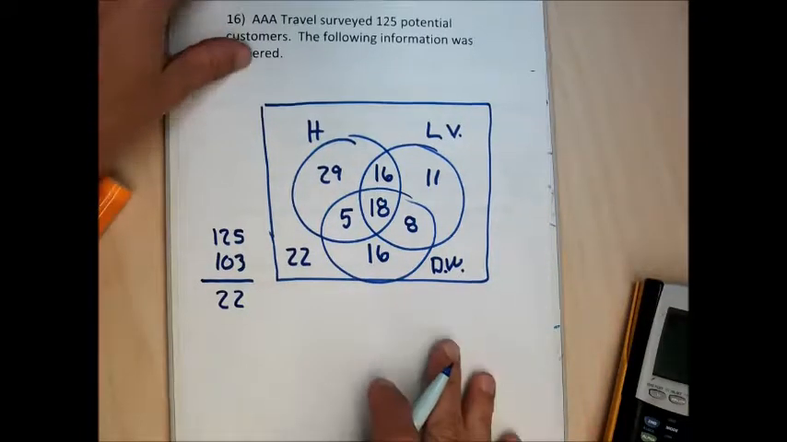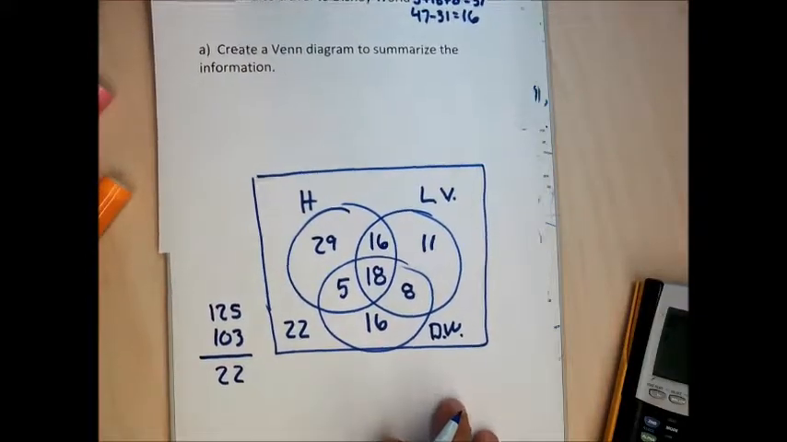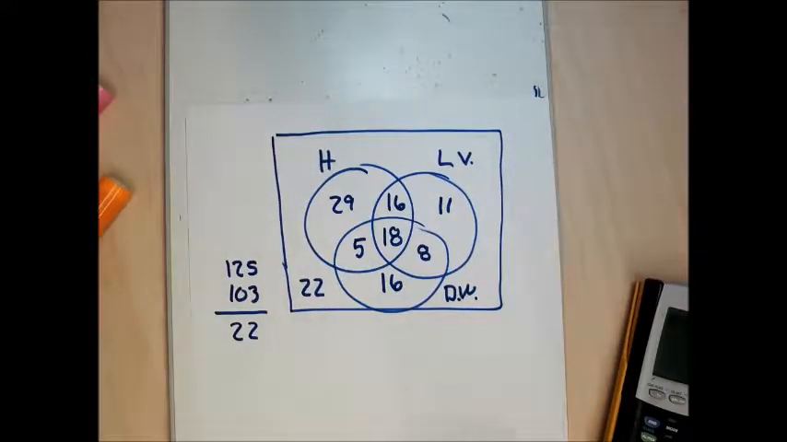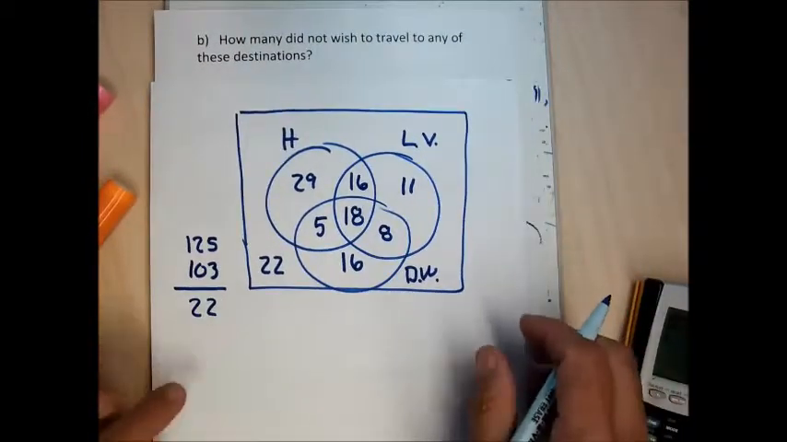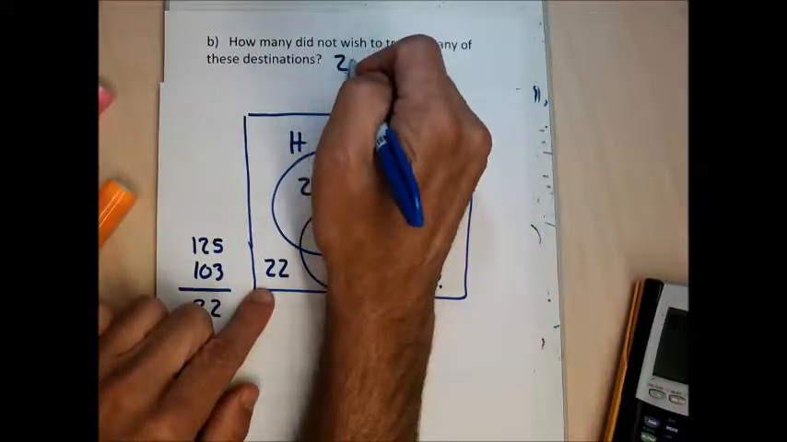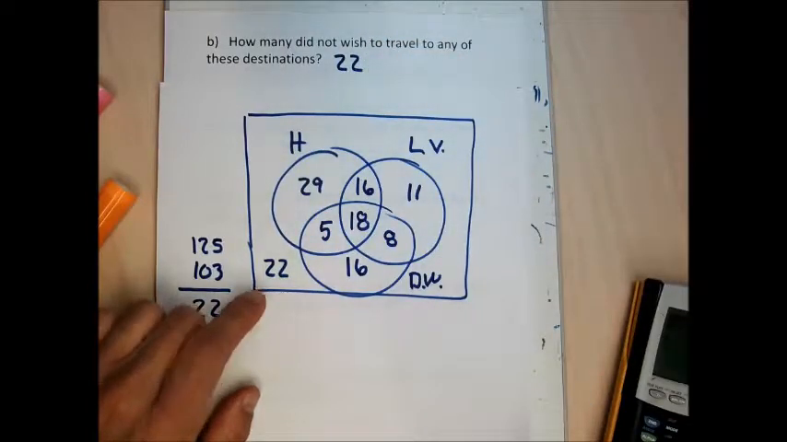Now I'm going to answer the questions. First question for number 16. How many didn't wish to travel to any? That's the numbers outside the circles, which is the number 22.